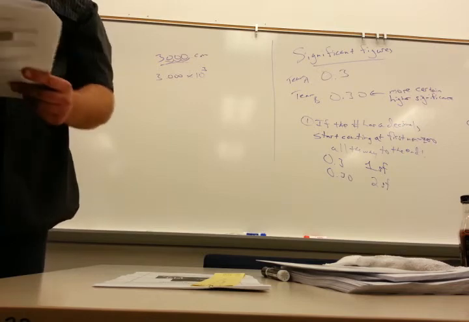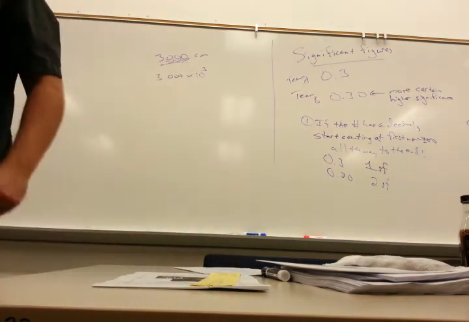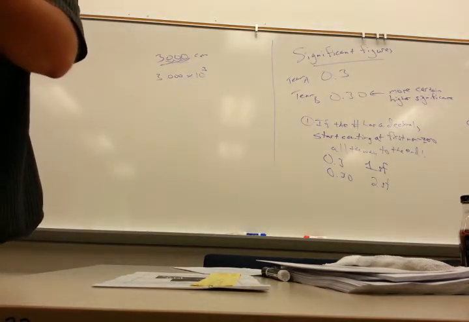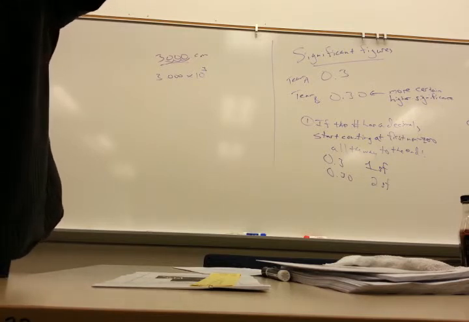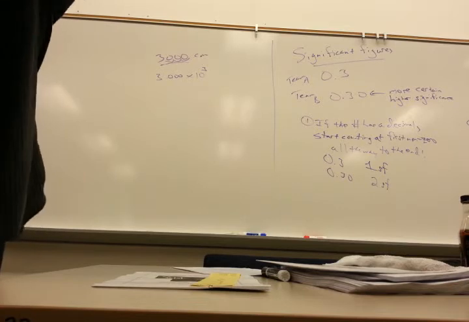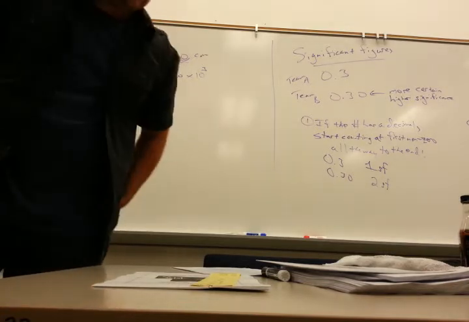So when there's a decimal, you start at the first non-zero number all the way to the end. If there's no decimal, if it's a whole number, you start at the first non-zero, end at the last non-zero. Right, so number 3 has 4 significant figures, right? I love it. Number 4?